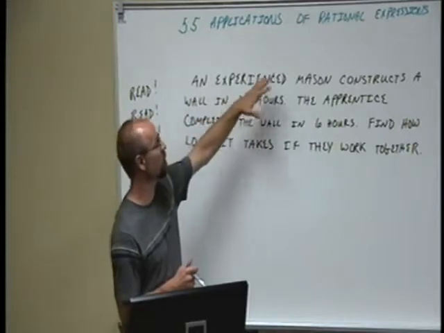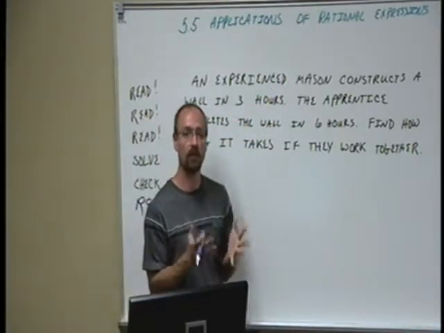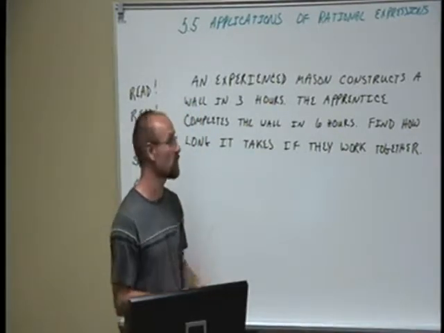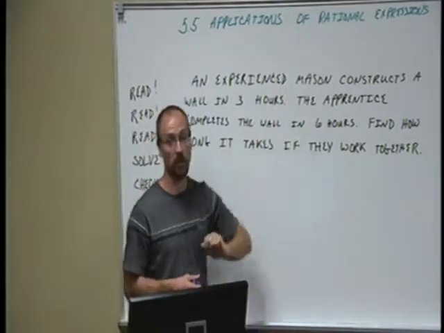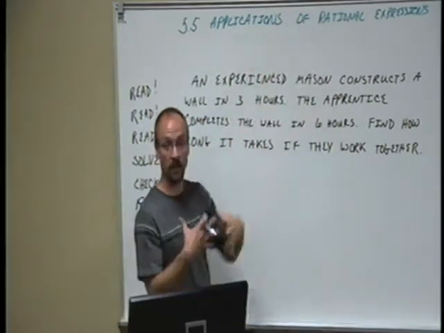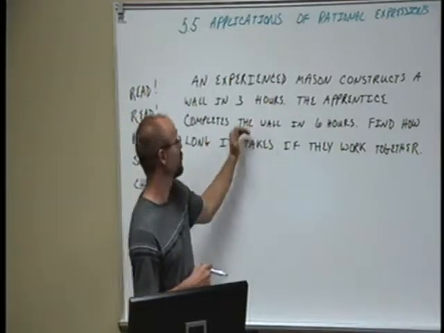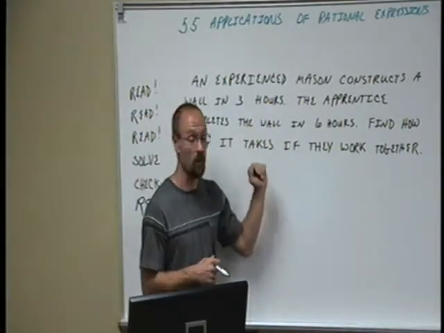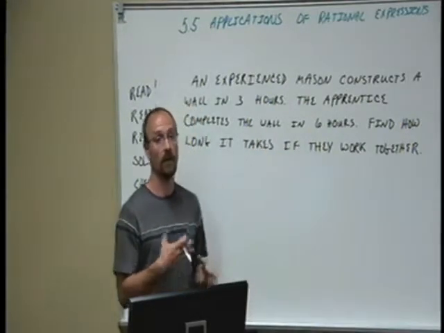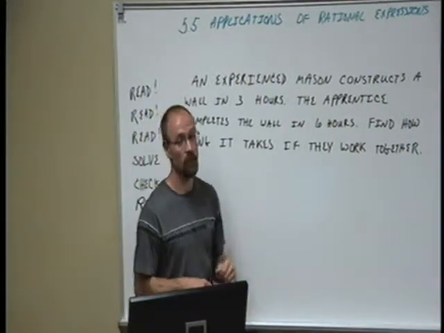An experienced mason constructs a wall in 3 hours. Let's think about that first sentence. One wall can be built in 3 hours by the experienced mason. One wall per 3 hours. We're dealing with rational expressions, so that's the tool we're going to use. The apprentice completes the wall, and we're assuming the same wall, in 6 hours. So the apprentice can do one wall in 6 hours, one wall per 6 hours. Find how long it takes if they work together.